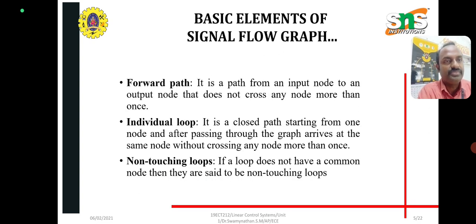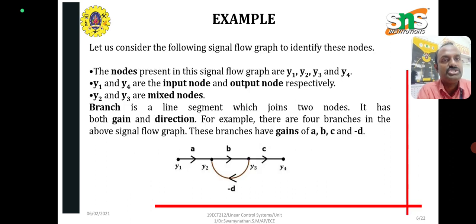The forward path is defined as a path from the input node to the output node that does not cross any node more than once. An individual loop is a closed path that starts from one node and, after passing through the graph, arrives at the same node without crossing any node more than once. Non-touching loops are loops that do not have a common node.